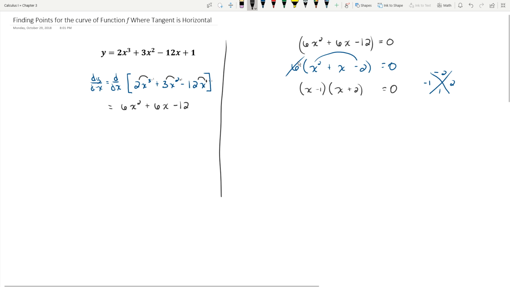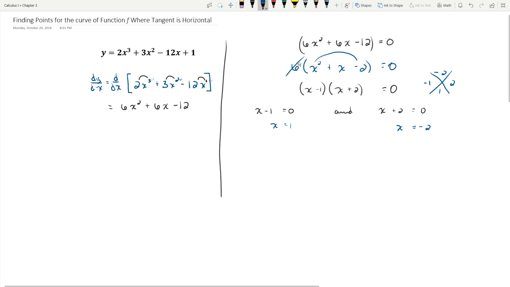Now because they are products, factored out, we can set those equal to 0 individually. So we have x minus 1 equal to 0 and x plus 2 is equal to 0. Add 1 to both sides here. We end up with x equals positive 1. Subtract 2 from each side, and we end up with x is equal to negative 2.